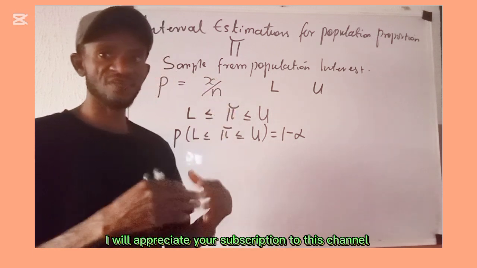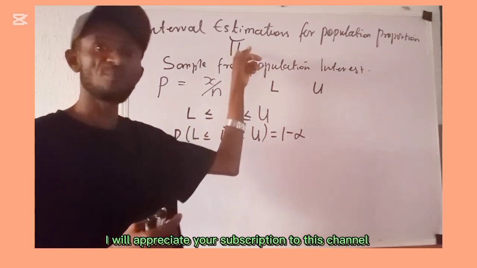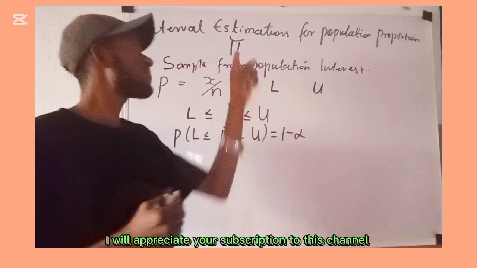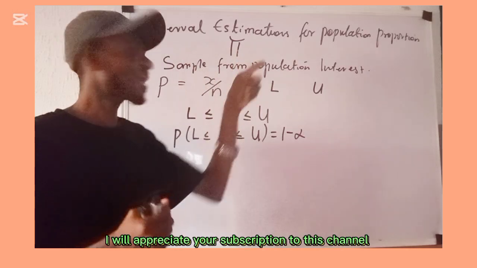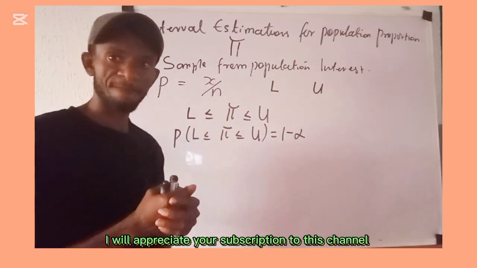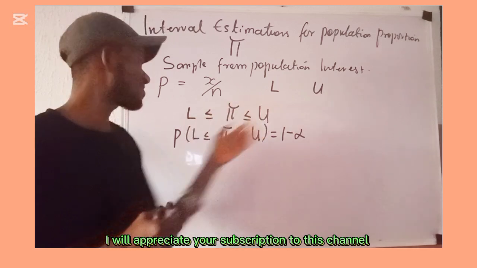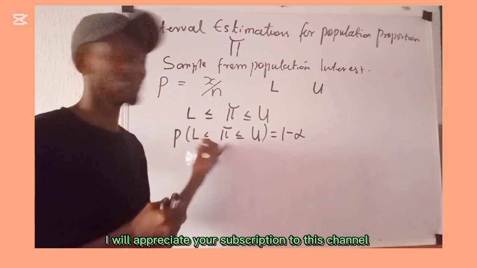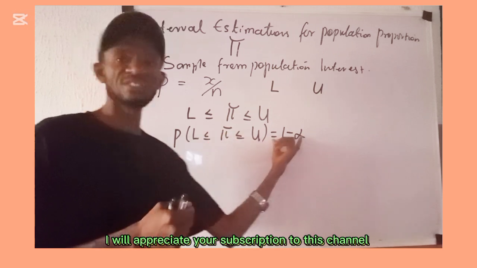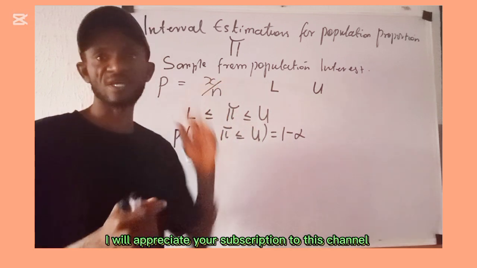But our interest here is to obtain an interval L and U that is going to contain this unknown population parameter pi. That is, rather than estimating a particular point estimate to represent this unknown population parameter, we decide to estimate L and U that will bound the unknown population parameter pi. We call L and U the lower confidence limit and the upper confidence limit. And this is the probability that our confidence limits L and U are going to contain the unknown population parameter pi with this level of confidence. So this is the little introduction I want to give about proportion.